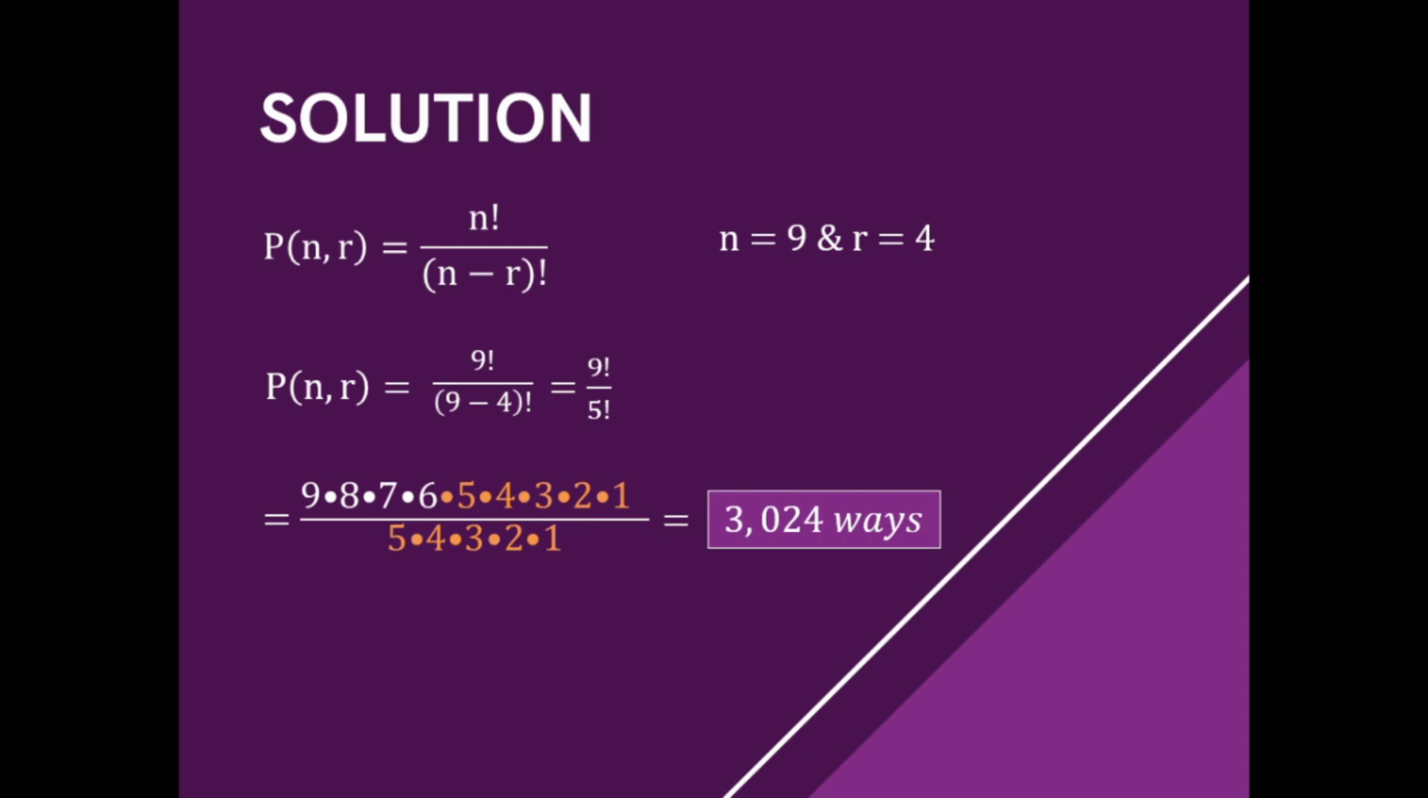By substitution, we have P of 9, 4 is equal to 9 factorial over quantity 9 minus 4 quantity factorial. Simplify it. We have 9 factorial over 5 factorial. Expand both numerator and denominator and cancel 5 factorial both on the numerator and denominator. So for our final answer, we have 9 times 8 times 7 times 6 is equal to 3,024. Hence, they have 3,024 ways to be seated.